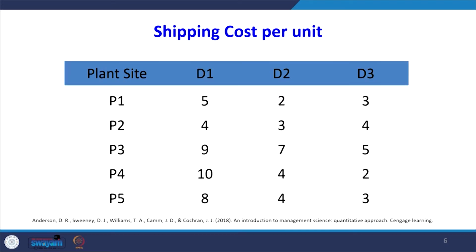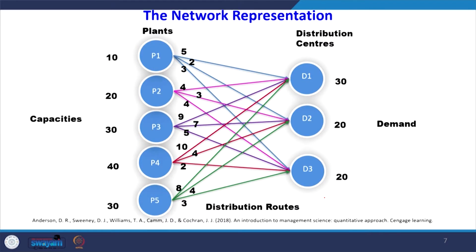Apart from this plant capacity and the demand, the shipping cost from all 4 new plants and the existing plant is also given. So, transportation cost is given. So, what is the meaning? In case you are going to construct a plant at P1, if you are shipping the product from P1 to D1, the transportation cost is 5. Similarly, 2, 3. For example, P5 to D1 it is 8, P5 to D2 is 4, P5 to D3 is 3. So, this table represents transportation cost.